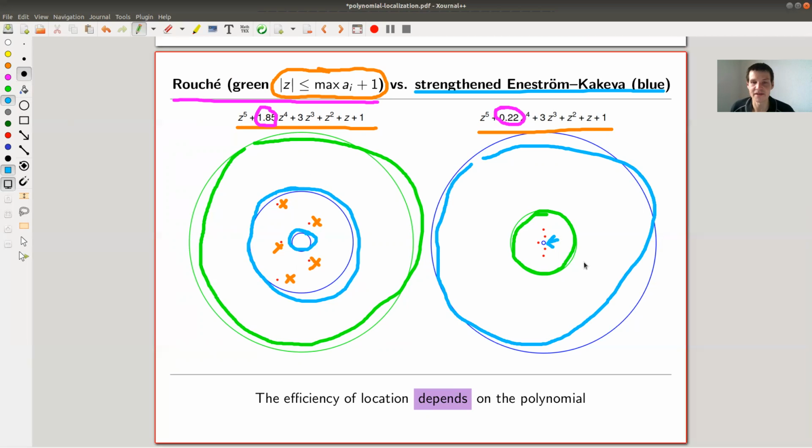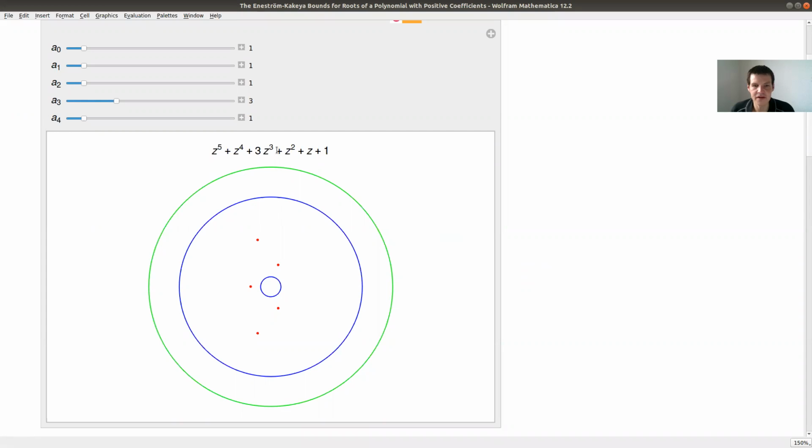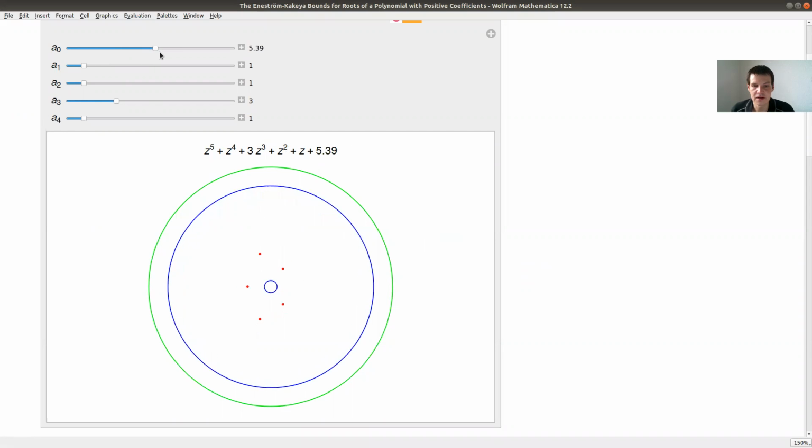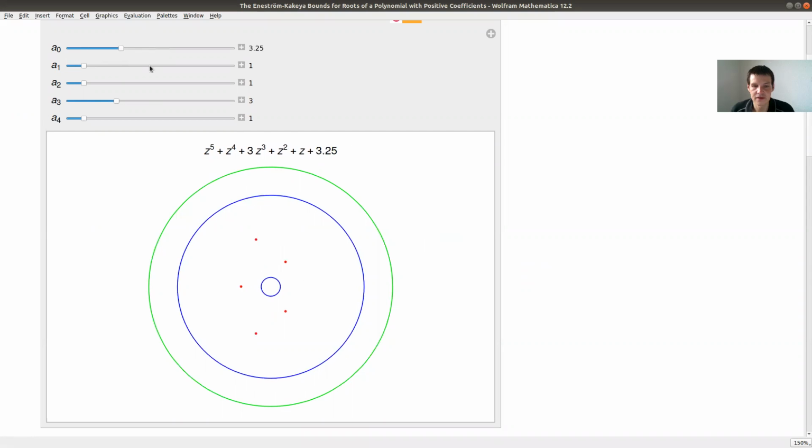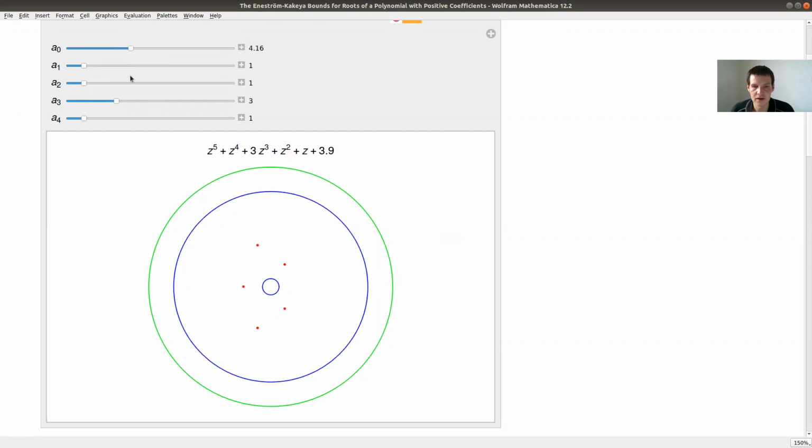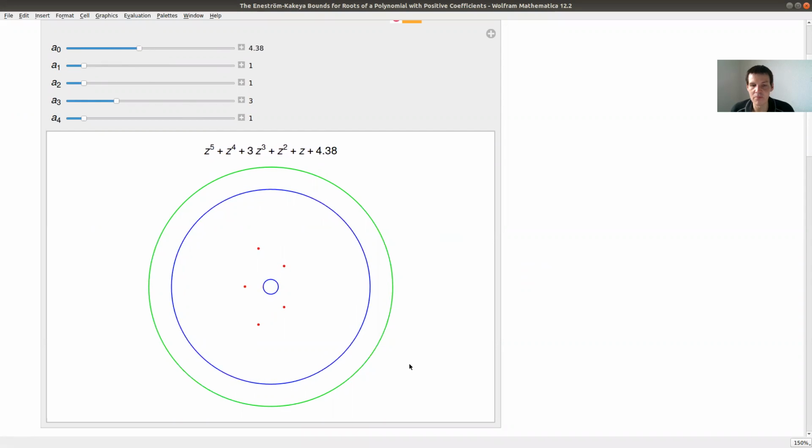So let's have a look at Mathematica actually. So here we are, Mathematica, same setup. My polynomial is up here. The blue circle is Eneström-Kakeya, and the green circle is Rouché. And I can vary my coefficients here. And as you can see, it very much depends on the polynomial. The point is the outside circle, remember, was just the maximum of the coefficients plus 1. So as long as I don't touch this, oh yeah, okay. Let me turn this a little bit lower.